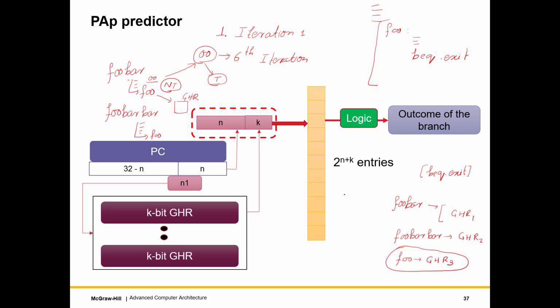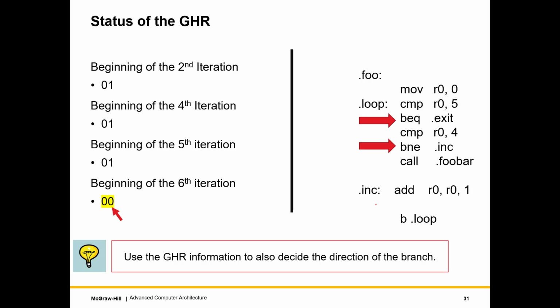So let us give an example. Let us go back to our loop example where we essentially had two branch instructions, beq.exit and bne.inc. I'll take you there to remind you. So what happened is that in the sixth iteration, we exited. So what were the two branches before it? Well, this one was taken, and the one before it, which was bne.inc, was not taken.